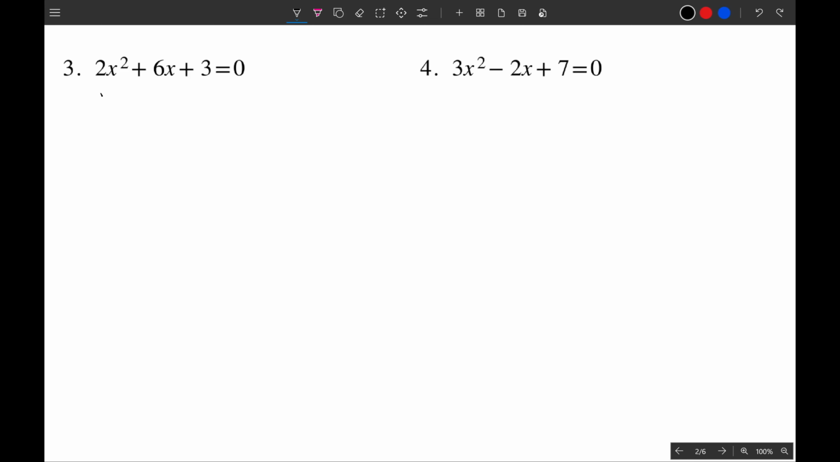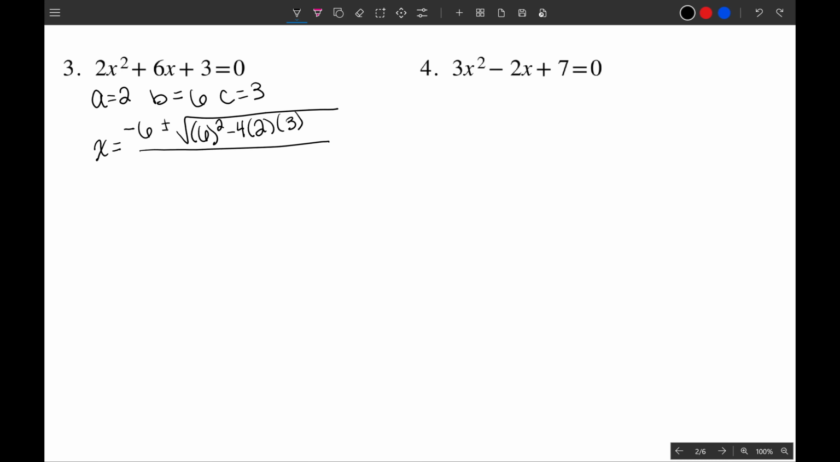All right, number 3. Your a value is 2. Your b value is 6. And your c value is 3. So I'm immediately going to plug that into my quadratic formula. x is equal to the negative 6. b is 6, so that would be negative 6, plus or minus the square root of b squared, so 6 squared, minus 4 times a, which is 2, times c, which is 3, all over 2 times a, which is 2.